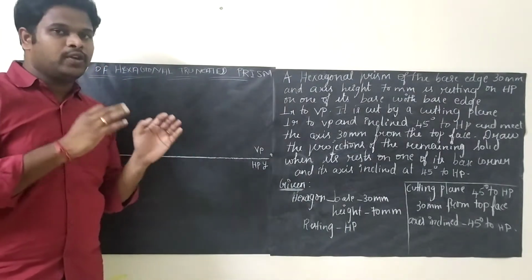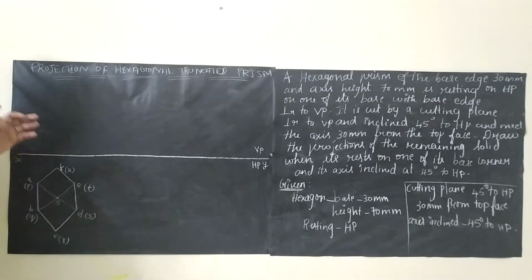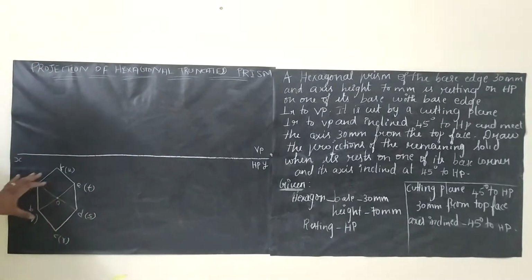So first thing, we will be drawing the true shape. That is, the true shape of the hexagon can only be seen from the top view. So from top view we can get the easy view of the hexagon. So now we will be drawing the hexagon, and as they mentioned clearly, the edges will be perpendicular to VP. So we will be going with the first one.